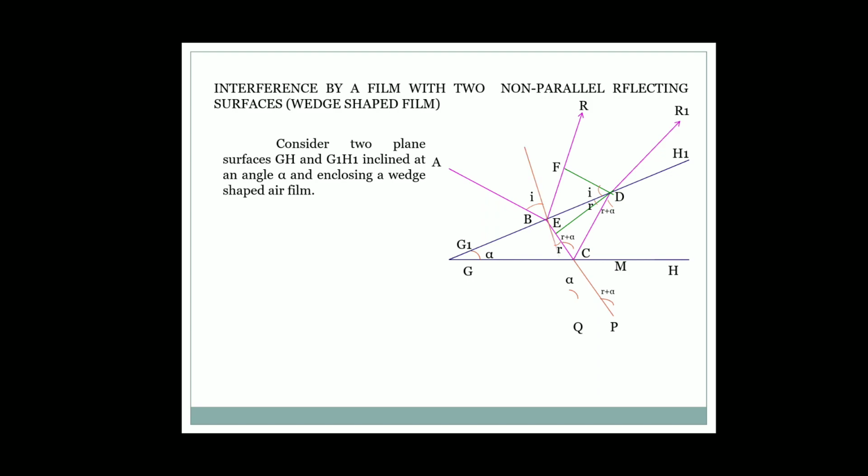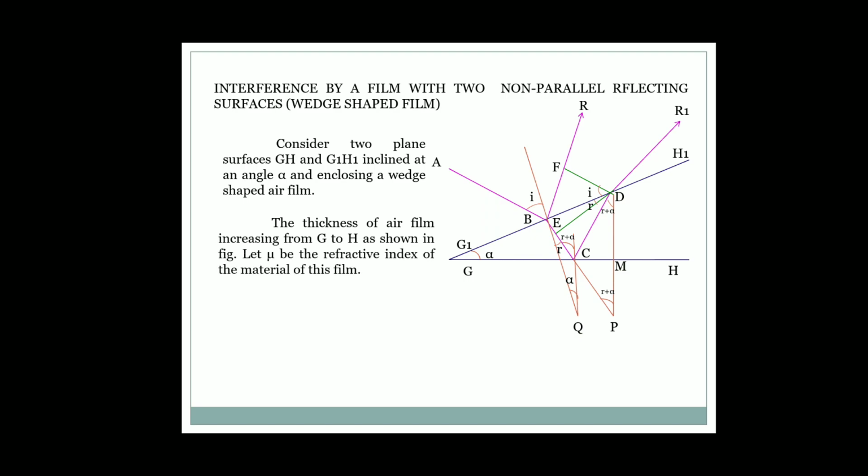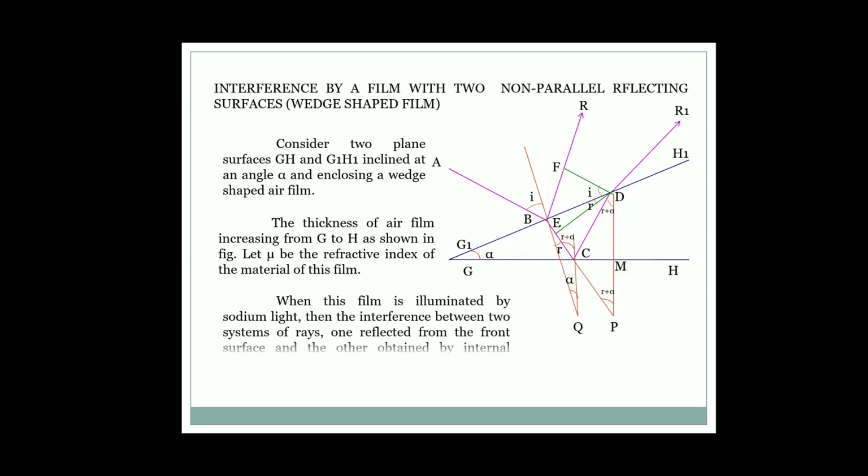So I will draw a normal to G1H1 and a normal to GH at point C and point M, to derive the relation for the path difference of these two reflected rays. The thickness of the air between the two glass plates GH and G1H1 increases from 0 to a highest value, say T at dm. The refractive index of the film between GH and G1H1 is taken as mu.